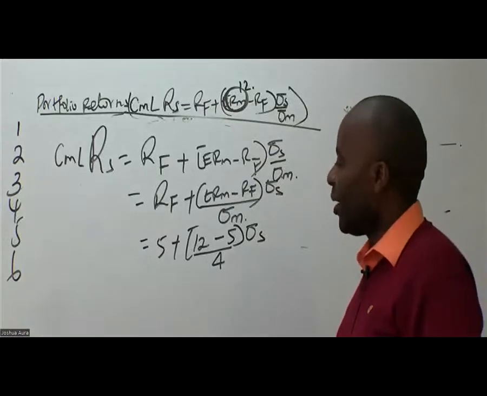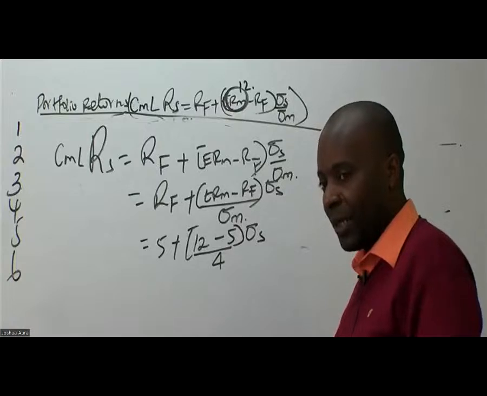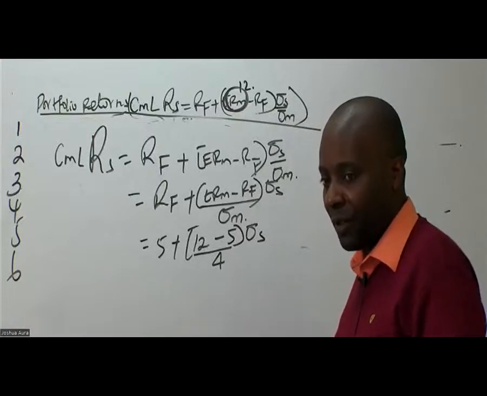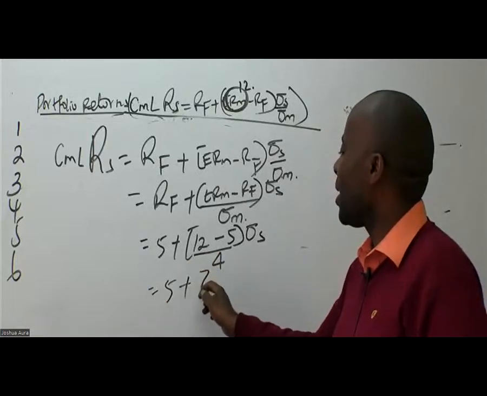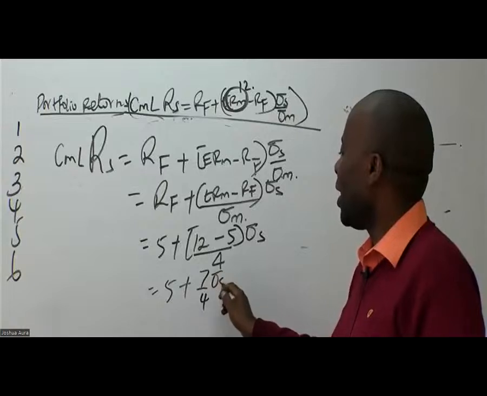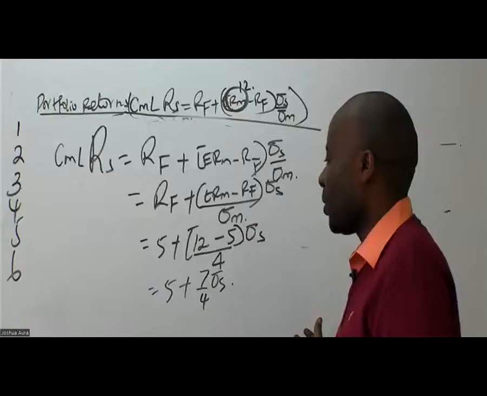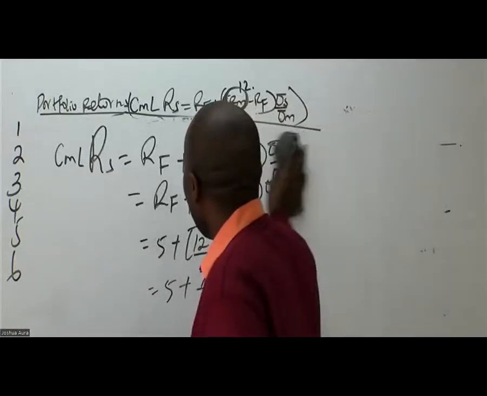All right? So can somebody give me this? What is 12 minus 5? Is there somebody who can give me 12 minus 5? What is that answer? 12 minus 5 is 7. So then the equation will be 5 plus 7 over 4, standard deviation of the security. It's a straight line equation. It doesn't make sense, Mwalimu, up to now.